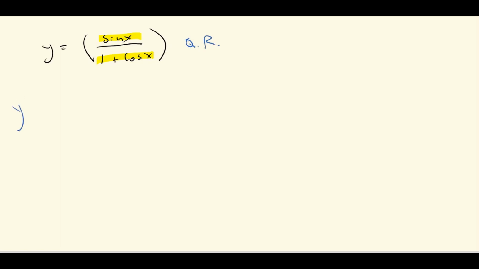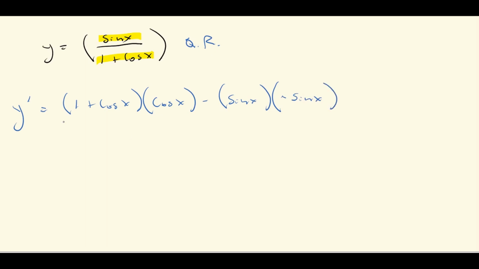So using the quotient rule, the derivative y prime is going to equal low, 1 plus cosine x, d high, the derivative of sine x is cosine x, minus high, sine x, d low, the derivative of 1 is 0, the derivative of cosine x is negative sine x, so that'll just give us a negative sine x. Bottom squared, and off we go.